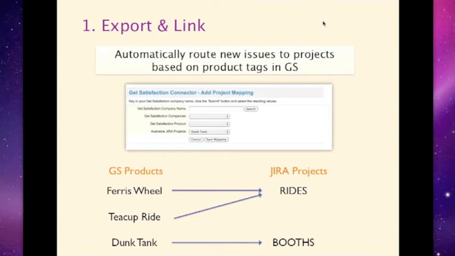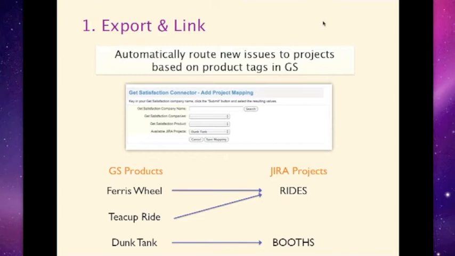As an example here, let's say that you have a couple of products in your Get Satisfaction community: a Ferris wheel, a teacup ride, or a dunk tank. And in Jira, you have projects that don't necessarily map one-to-one with those, and maybe they're aggregated, like the Ferris wheel and teacup ride are both rides.